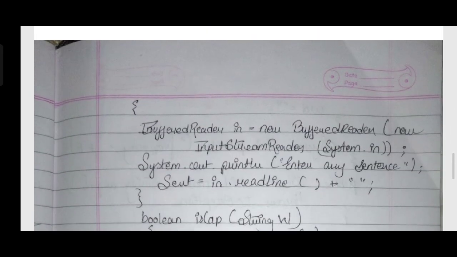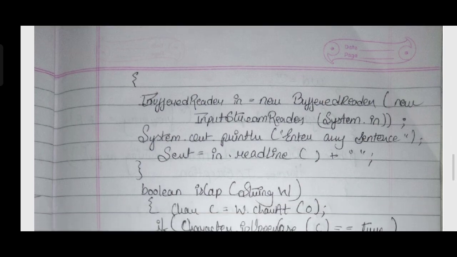So here I have written, if you are making a program with Scanner, then you can use the Scanner line, or if you are using BufferedReader or import java.io, then you have to use this line. Okay, then System.out.println, enter any sentence. You have to accept a sentence, and I have added one space after the sentence. I will also tell you why I have added this.